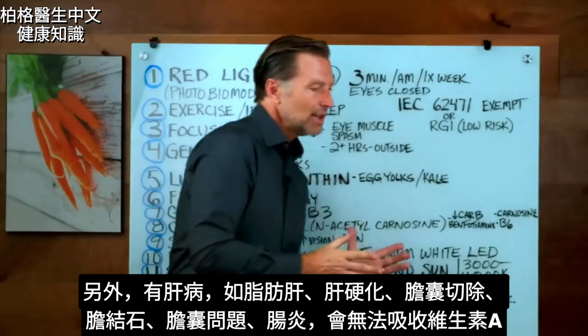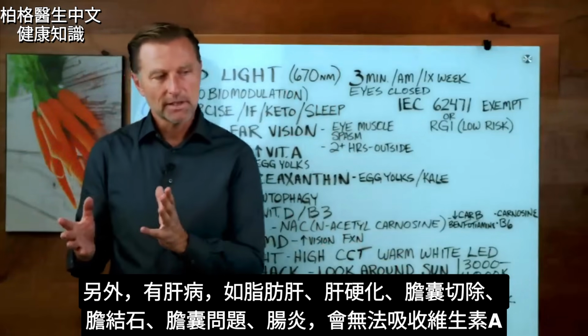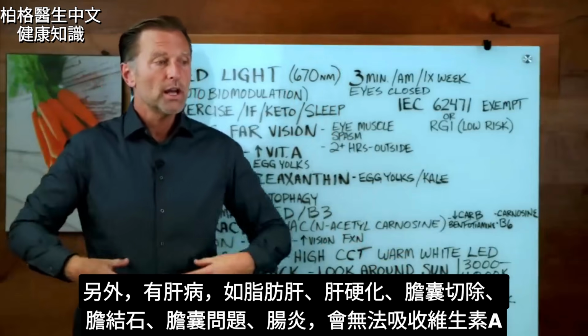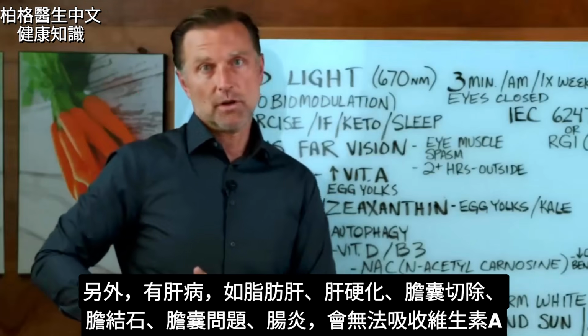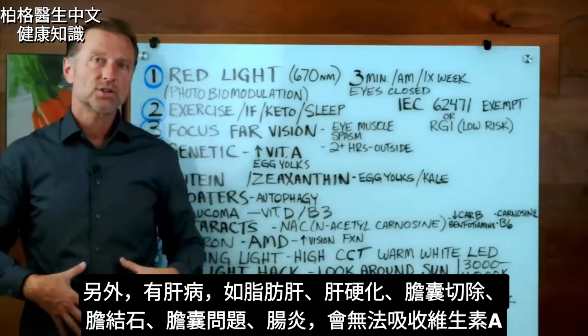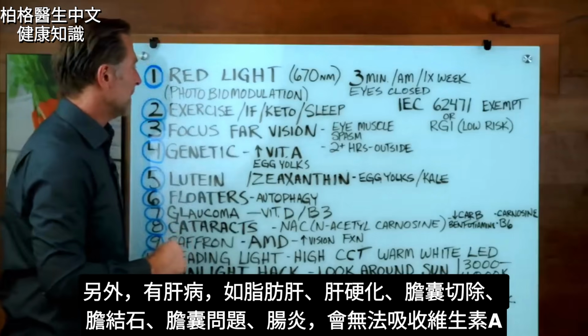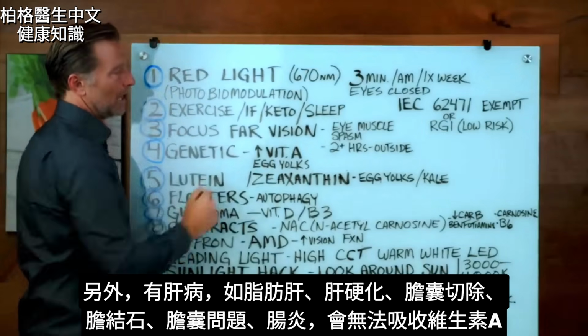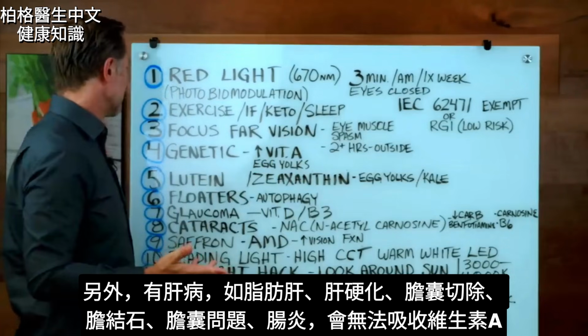And the other thing to realize is if you have a bad liver, let's say you have a fatty liver or cirrhosis, or you don't have a gallbladder anymore, or you have a gallstone, or you have a gallbladder problem, or you have inflammation in your gut, you might not be able to even absorb vitamin A. So that's another factor. I wanted to bring that up.